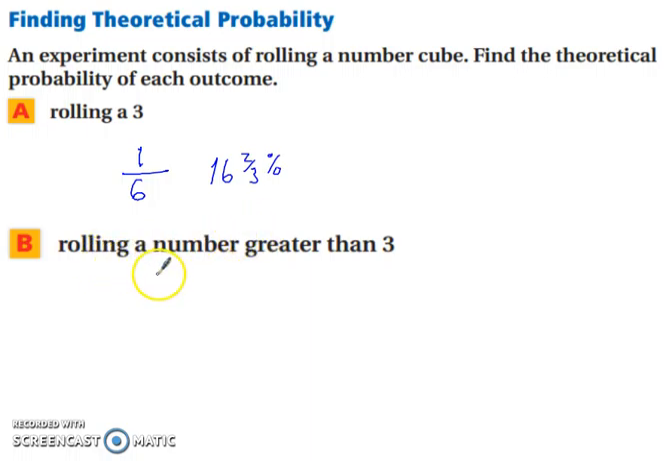How about rolling a number greater than 3? So the number of ways the event can occur is going to be 3, because we have a 4, a 5, and a 6. So there are 3 possibilities of this happening. So that's the number of ways the event can occur, and the number of sides on our cube is still 6, which gives you a 50% chance.